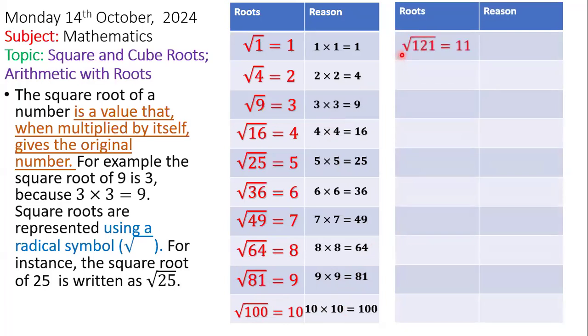Next, what is the square root of 121? 11. Because 11 times 11 equals 121.